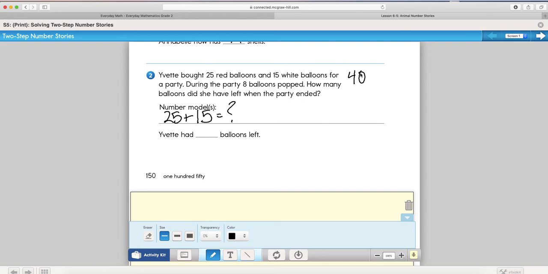40. Right, I've got to take the 40 balloons that I have and subtract the 8 balloons that popped to figure out how many balloons does she have left when the party ends. So there's my last mystery number. How many balloons does she have left when the party ends? Make sure you're writing down this math problem with the mystery number. And then use a strategy to figure out how many balloons does she have left.